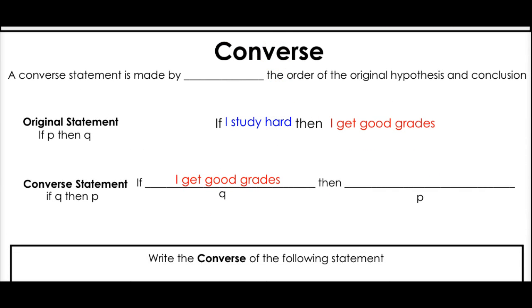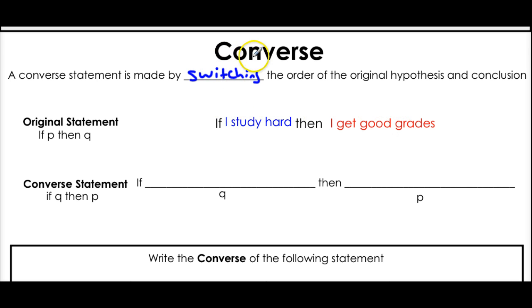So let's talk about converse. All right, a converse statement is made by switching the order of the hypothesis and the conclusion. So what does that mean? My original statement is this. If I study hard, then I get good grades.